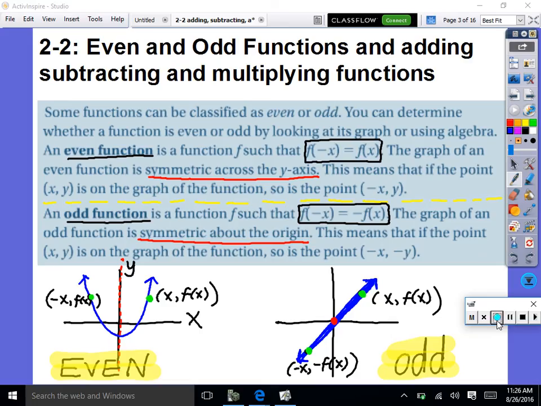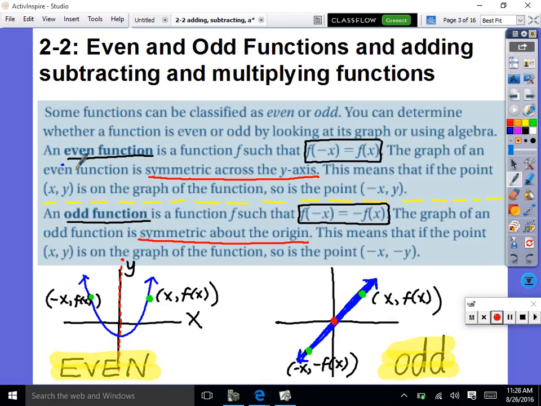So, some functions can be classified as even or odd. Not all functions are even or odd. Some are neither. But functions can be classified as even, odd, or neither. You can determine whether a function is even or odd by looking at its graph or using algebra. So we're going to do both.